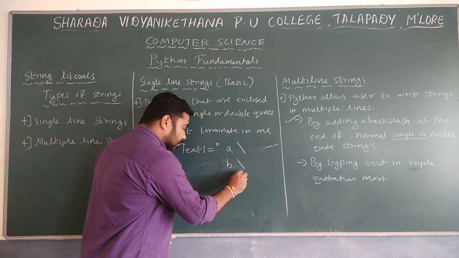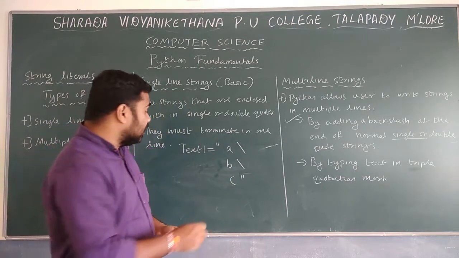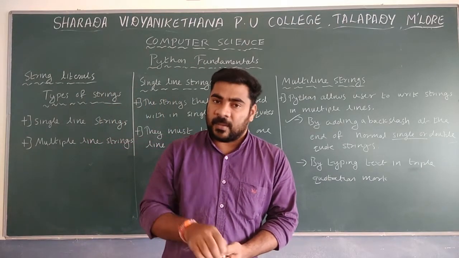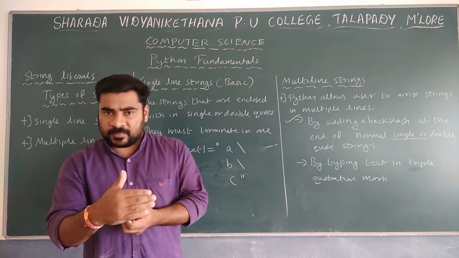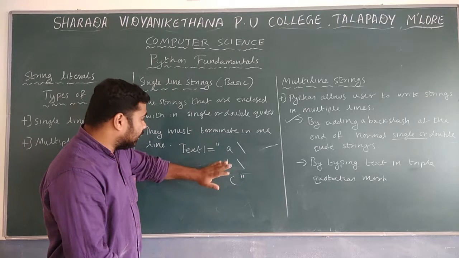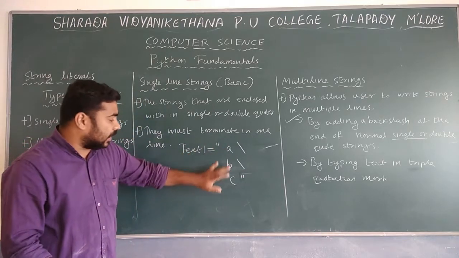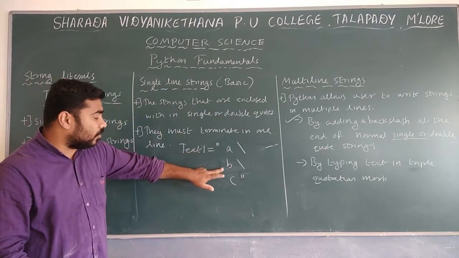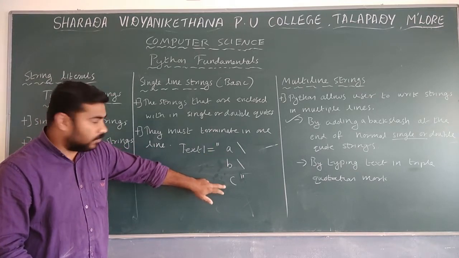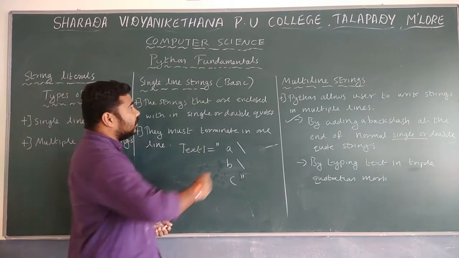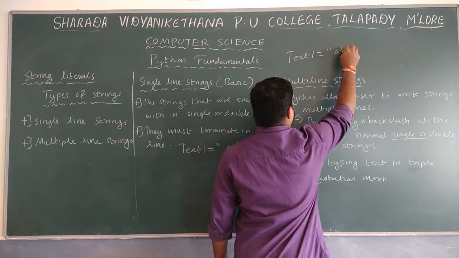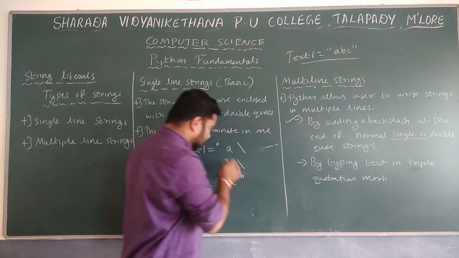If you go to a multi-line string, you have to add a backslash after each line. Remember, after each line you have to provide the backslash. At the end of the first line you provide the backslash, at the end of the second line you provide the backslash. Then finally we finish. The text has only 3 characters, 1, 2, 3, so this is equal to text1 ABC. Both are the same.